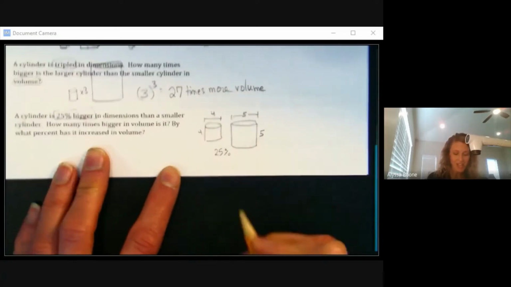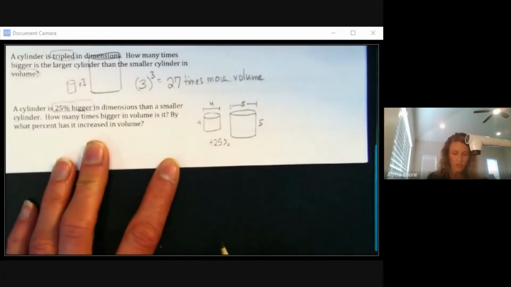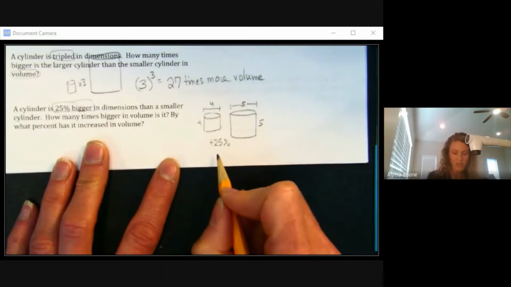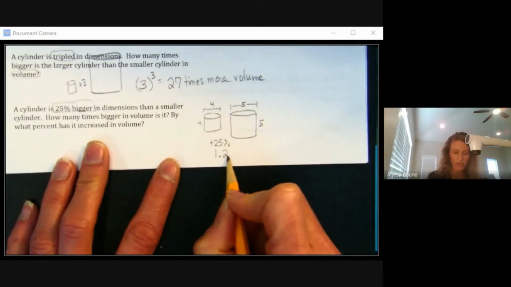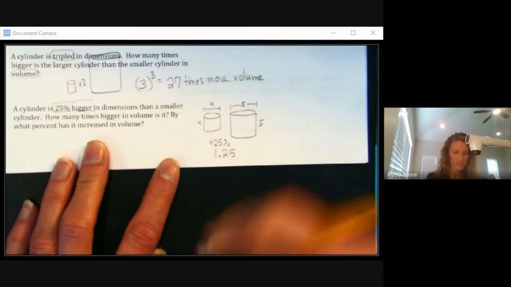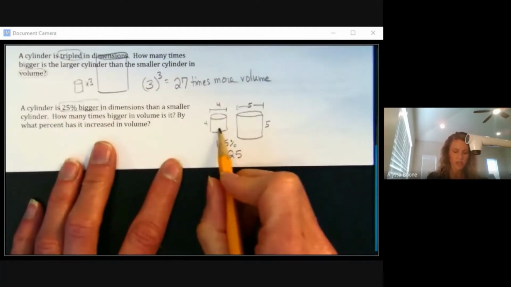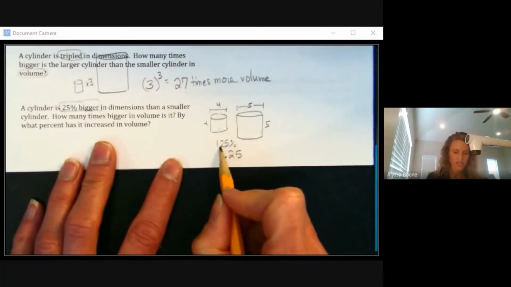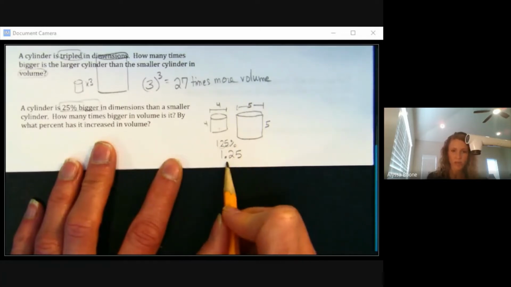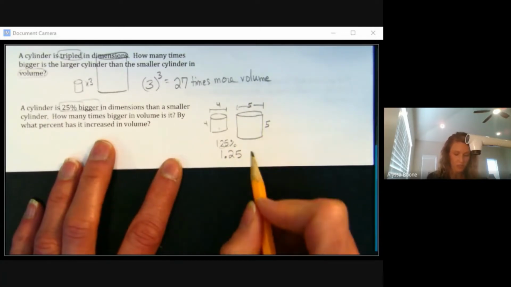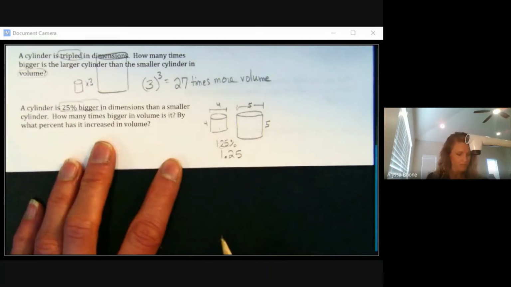Well, what is the scale factor if we've added 25%? Well, we would be timesing by 1.25. Or, if it's easier to see, it's 125% of the original size. Move the decimal over twice. So your scale factor is 1.25. That's very important. You're going to need this on your practice set.